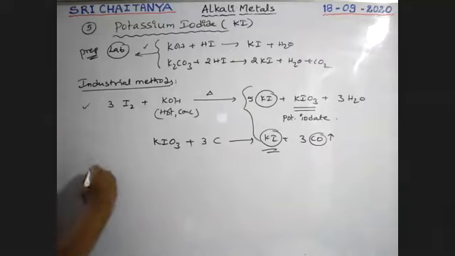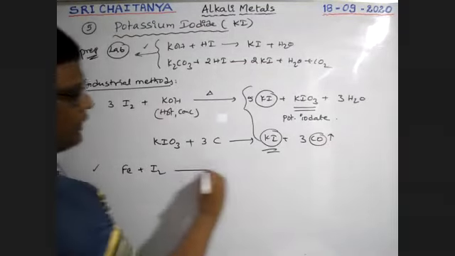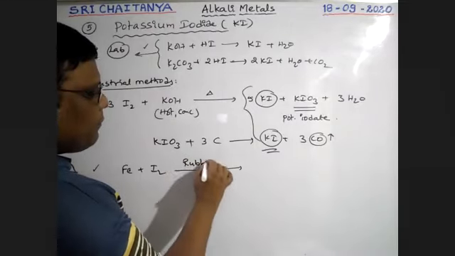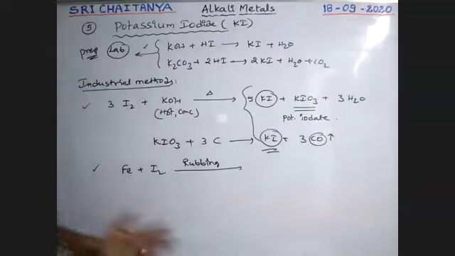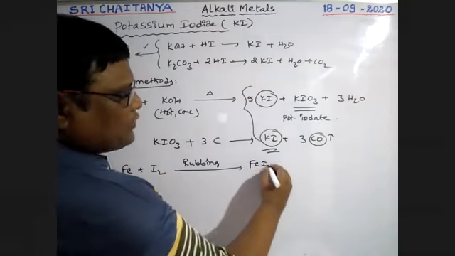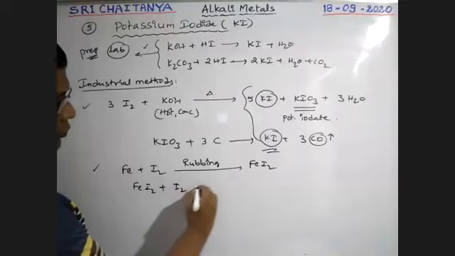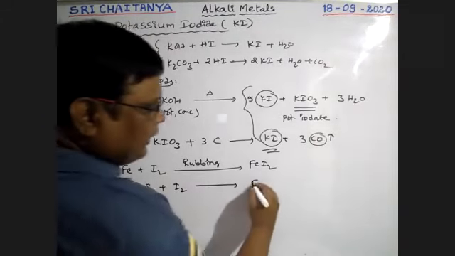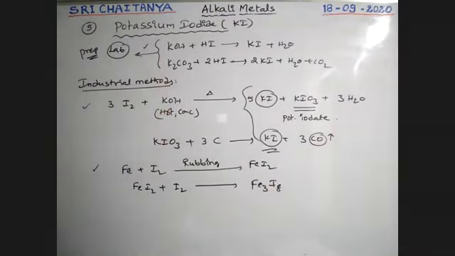Next, second method for industrial purpose: when iron reacts with iodine. So it is rubbing, boys. By taking iodine and iron, this is going to be rubbed. During the rubbing, FeI2 is first formed. That formed FeI2 further reacts with iodine. This gives Fe3I8 is the point. Polyiodide, boys. Polyiodide is the product. So that is for balancing, this is 3 times.